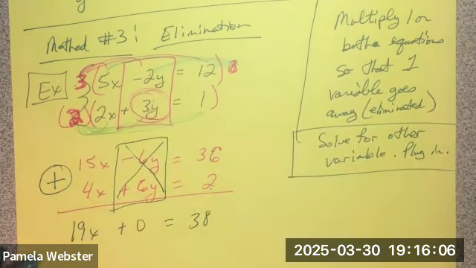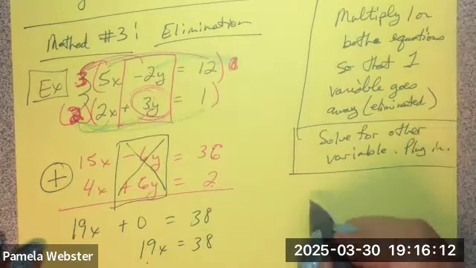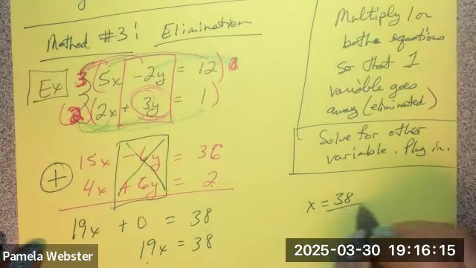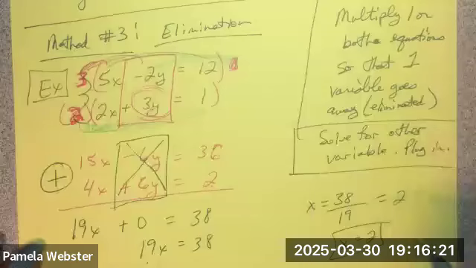Hey, this is going to work out very nicely for me because I've got 19x equals 38. And when I divide by 19, I'm out of space down there. I'm sorry. 38 divided by 19 is 2. X equals 2. All right.